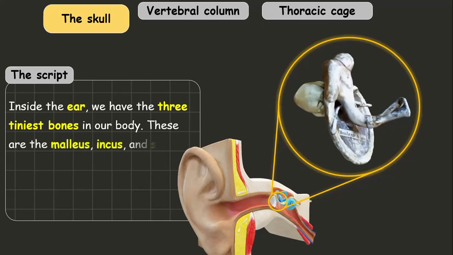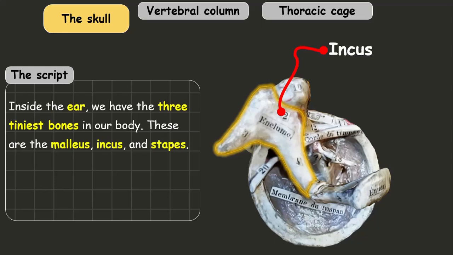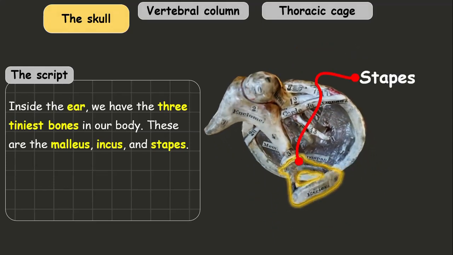Inside the ear, we find the three smallest bones in our body. These are the malleus, incus, and stapes.